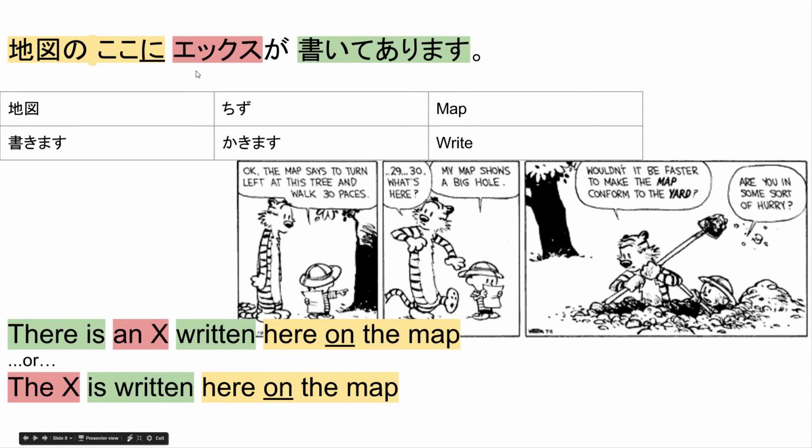The X will tell us. X ga kaite arimasu. The X has been written. So where has it been written? Chizu no koko ni. So let's imagine chizu is map. Sorry, chizu is map. Kakimasu is once again right.